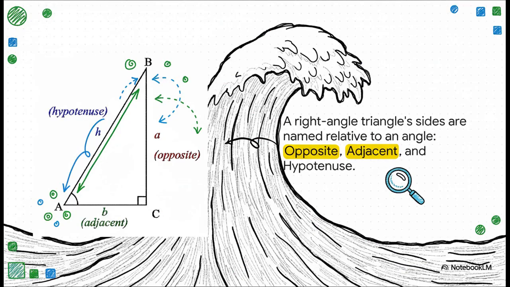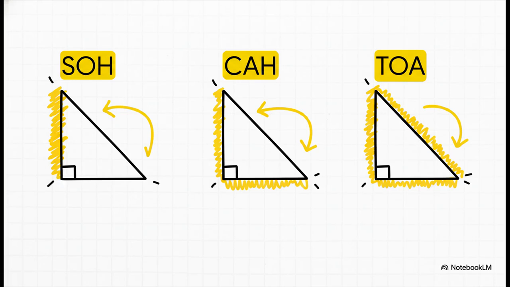Okay, so let's look at a right-angled triangle. The names of the sides all depend on which angle you're looking at. See that angle we've marked? The side all the way across from it? That's the opposite. The one right next to it is the adjacent, and of course, the big one, the longest side across from the right angle, that's always called the hypotenuse.